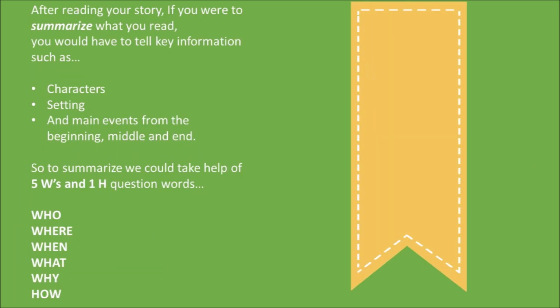After reading your story, if you were to summarize what you read, you would have to tell key information such as characters, setting, and main events from the beginning, middle, and end. For this, we would have to take help of 5 W's and 1 H question words. These are who, where, when, what, why, how.